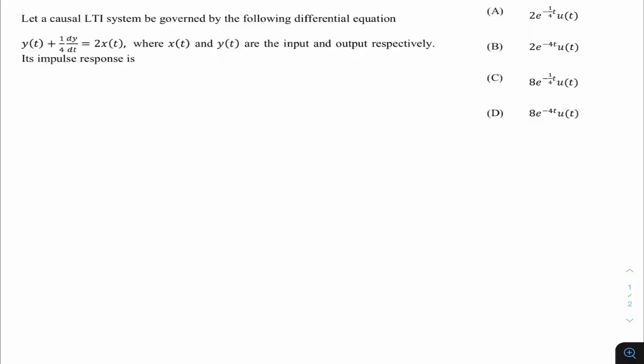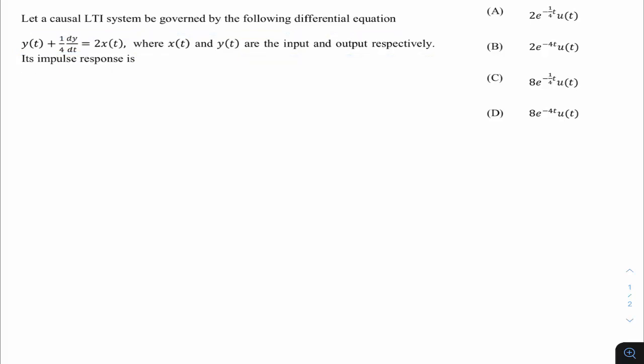This question is asked in GATE 22 of Electrical. This is from the Signals and Systems subject and is related to LTI systems. The question is: let a causal LTI system be governed by the following differential equation, where x(t) and y(t) are input and output respectively. Its impulse response is?